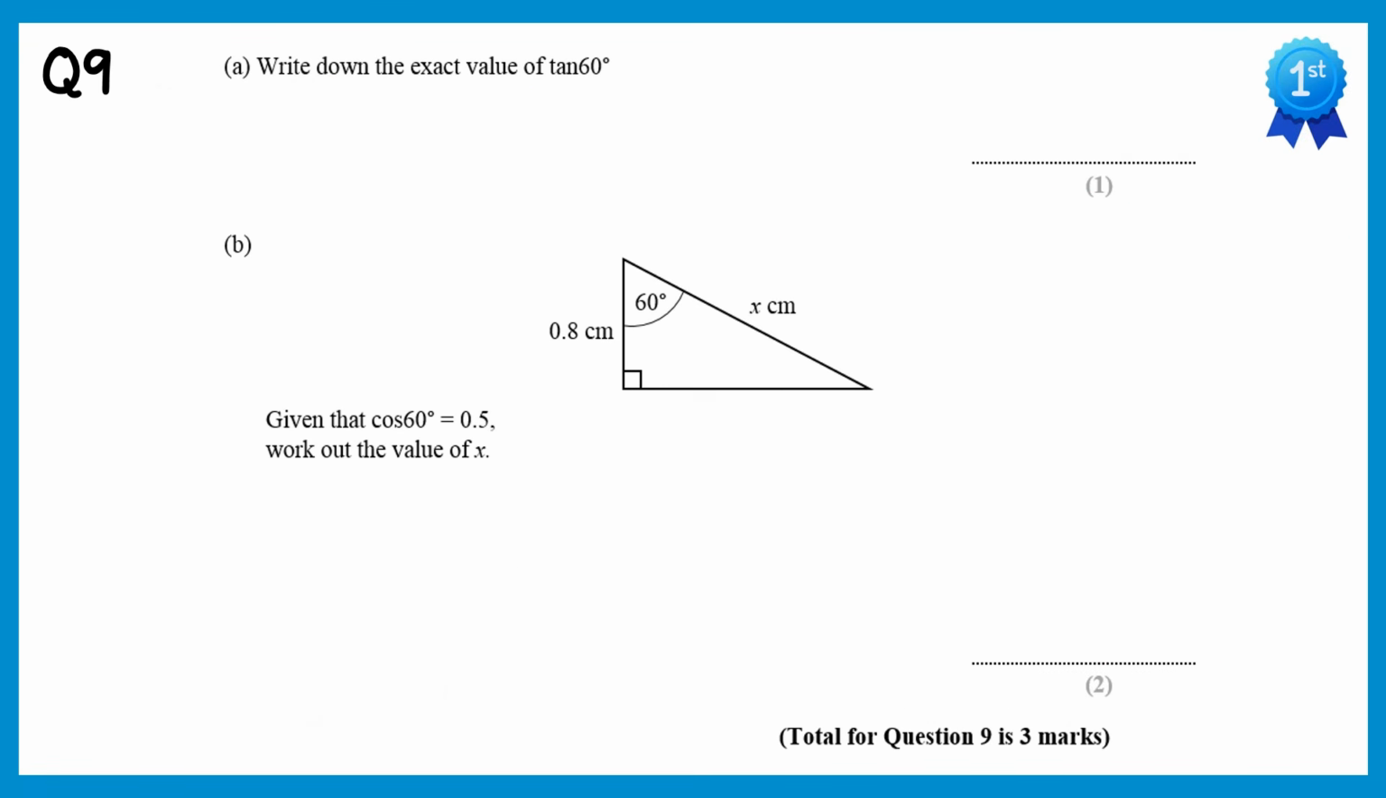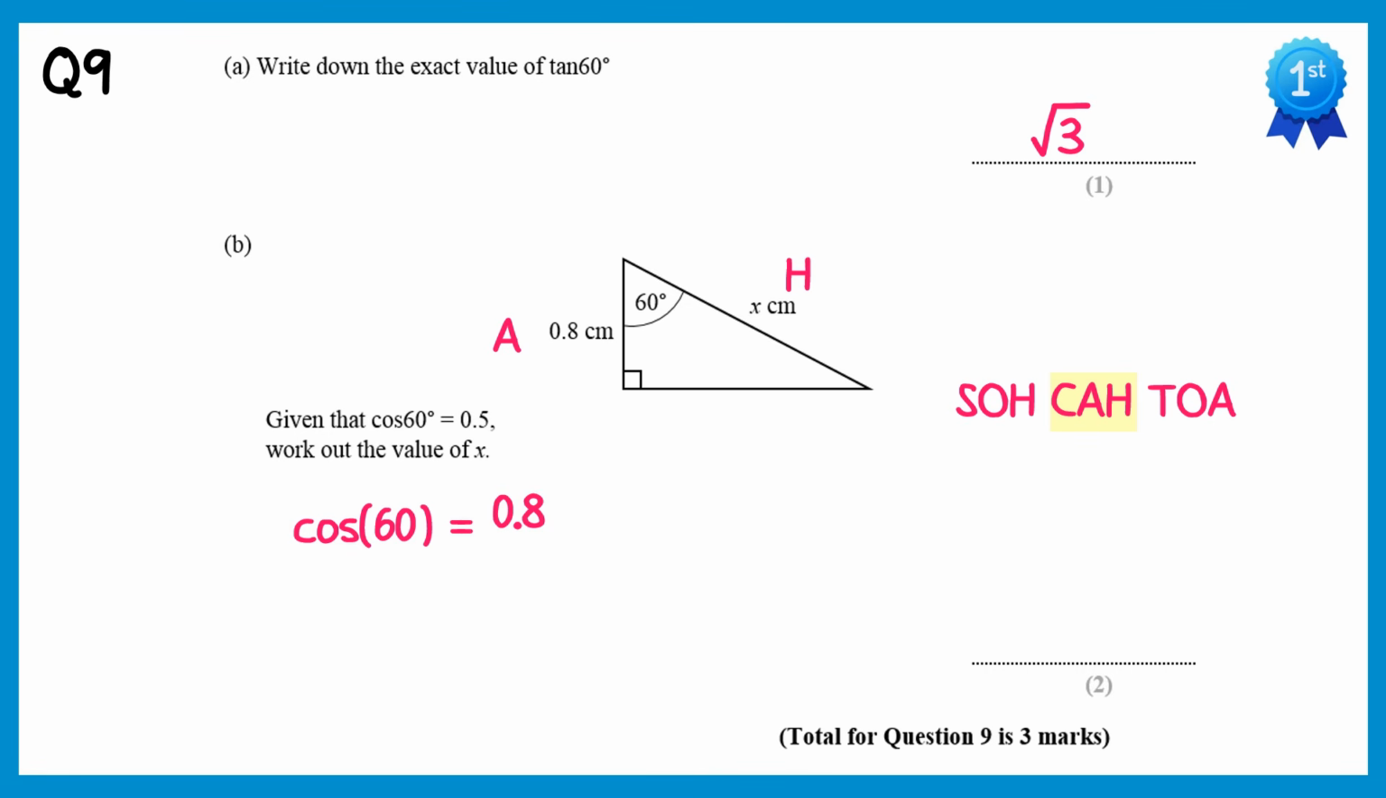The value of tan 60 is square root 3. For the next part of this question, we're going to use trigonometry. So label the triangle first, x is the hypotenuse, and 0.8 here is the adjacent, which means if we look at SOHCAHTOA, we're going to need to use cos. So let's write out the cos ratio. Cos of 60 equals the adjacent, which is 0.8, divided by hypotenuse, which is x.